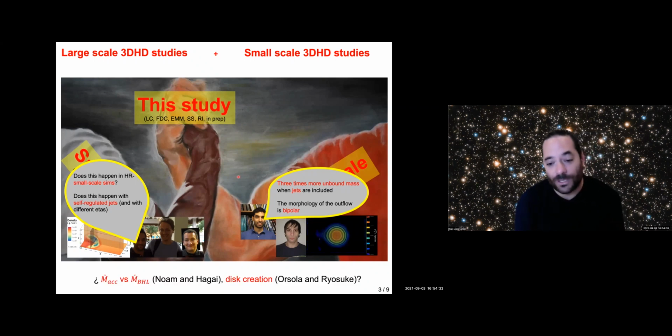Also, in this talk we're going to discuss the two main questions that were addressed by Noam and Ursula on Monday, and just a few minutes ago by Ryosuke and Hagai. One is, how efficient is this m dot that's being accreted compared to the Bondi-Hoyle-Lyttleton accretion rate? And also, is the disk able to be created? So hang on a while, we'll discuss this.